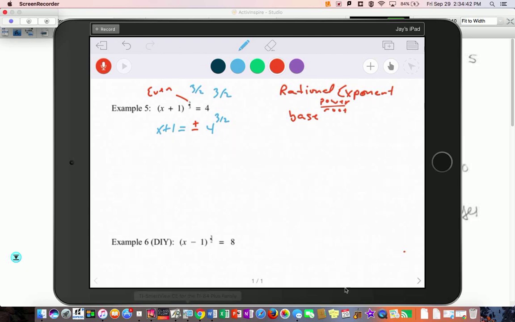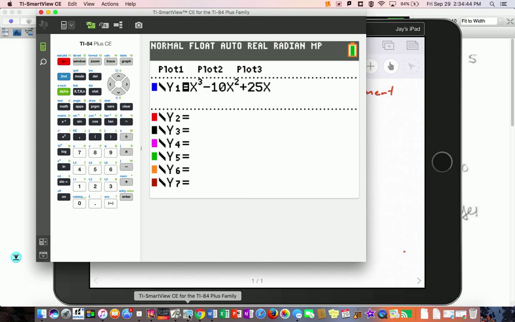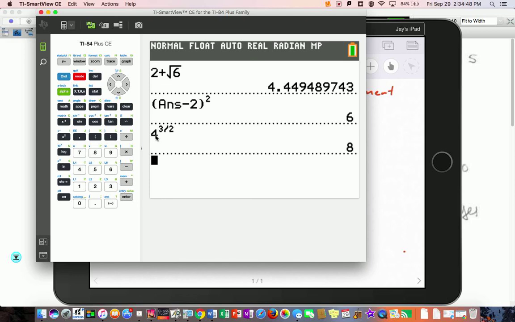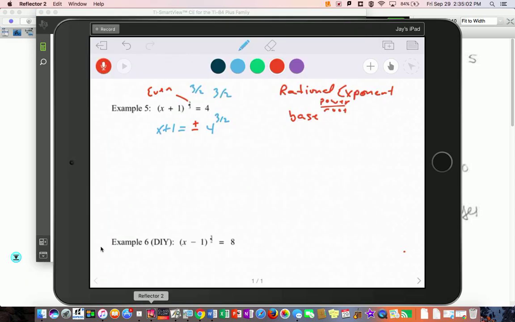Now on my calculator, you can see how I typed in 4 to the 3/2 power, and I get 8, because you're cubing it and then square rooting it, or square rooting it, then cubing it. It won't matter. If some of you have calculators where you get the little caret symbol, make sure you put the 3/2 in parentheses before you do this.